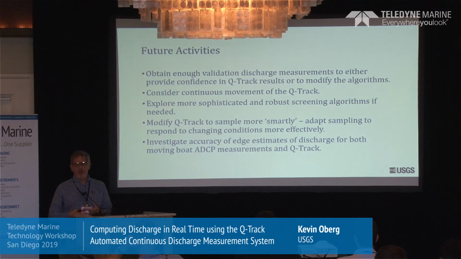We need to develop more sophisticated ways of screening out data. Modify the QTrack system to sample more smartly. Right now, the algorithms for kicking in the measurement and making it work are not very sophisticated at all. And we need to, as I've mentioned already, investigate the accuracy of the edges.